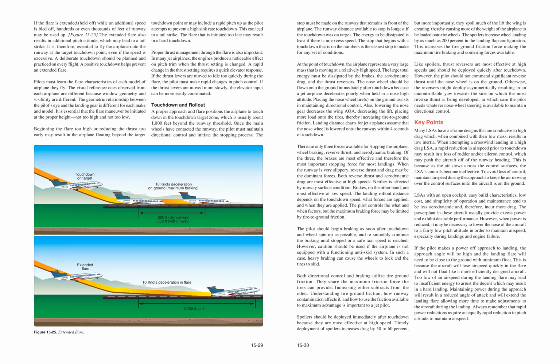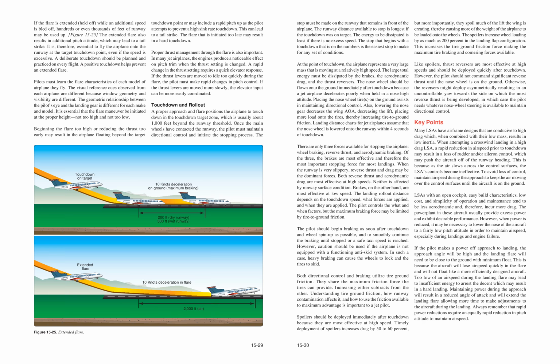Touchdown on target. Extended flare. 10 knots deceleration on ground, maximum braking: 200 feet, dry runway; 500 feet, wet runway. 10 knots deceleration in flare: 2,000 feet, air. Figure 15-29.